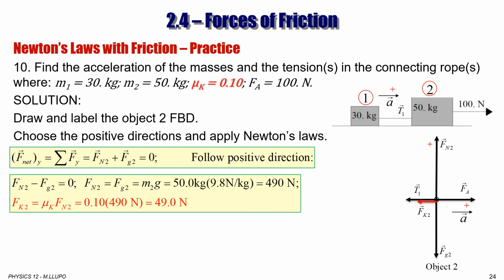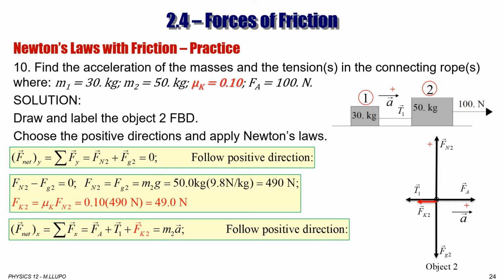Okay, we're done with the y-axis. Now we can continue with the x-axis. So the sum of forces on the x-axis is accelerating, by the way. And we have three forces: applied force plus T1 plus Fk2 is equal to m2a. Remember, we have to follow the positive direction. So Fa and acceleration are positive, T1 and Fk2 are negative.